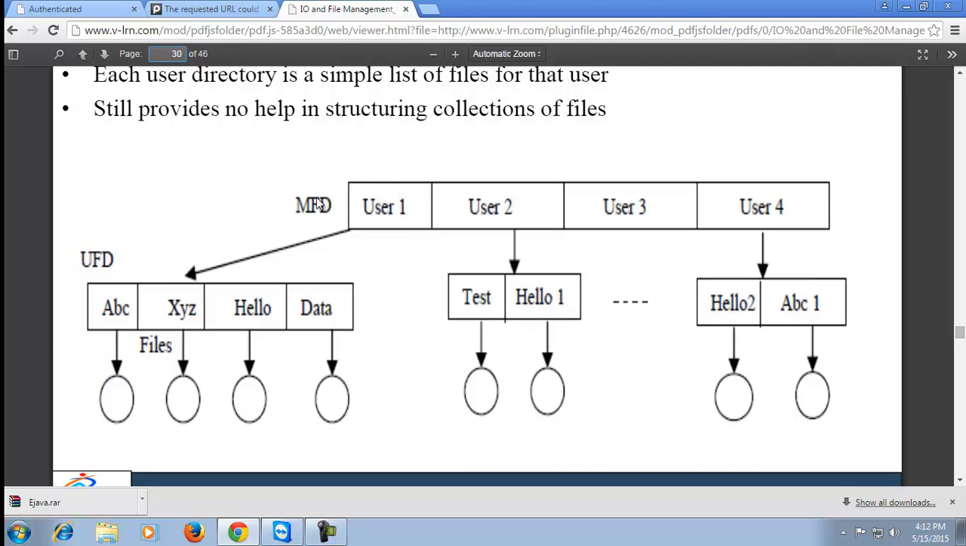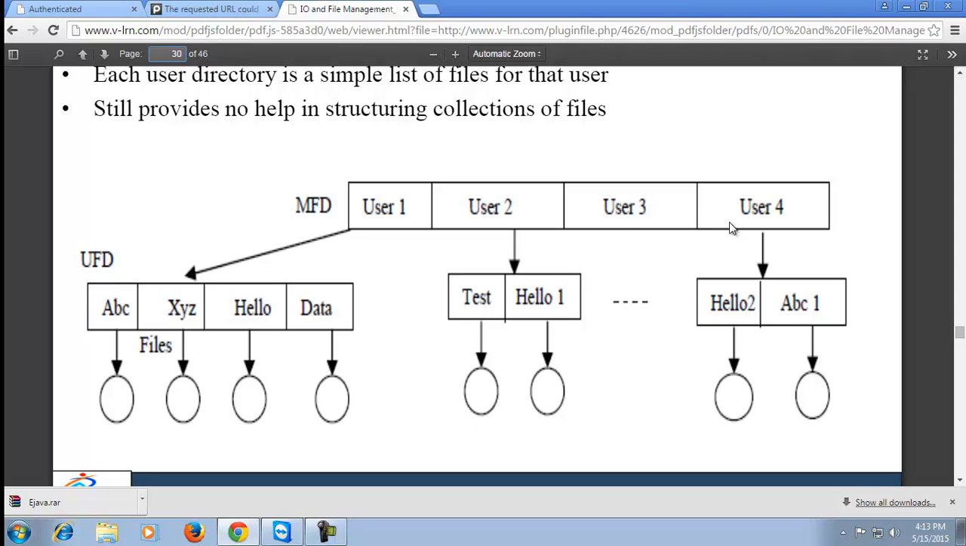So this is the two level directory structure in which here is the master file directory, which represents the number of users, and this is the user file directory, which represents the number of directories which are created by a single user. Like this is the directory in which there are 4 directories created by user 1 which is referencing to this, and in the same manner user 2 created only 2 directories, like test and hello1, and having a number of files in respect of these directories.